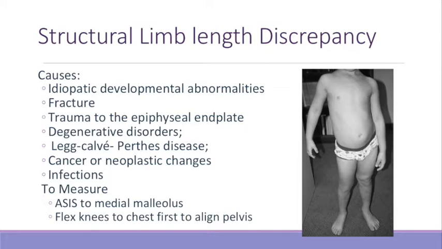Let's jump down to the lower body and talk about limb length discrepancy. You'll also hear it called leg length discrepancy, LLD. You will learn how to use a tape measure in Rehab 1 to measure from the ASIS to the medial malleolus. It is important that the therapist flex the knees to the chest first to align the pelvis. This slide gives a variety of possible causes.